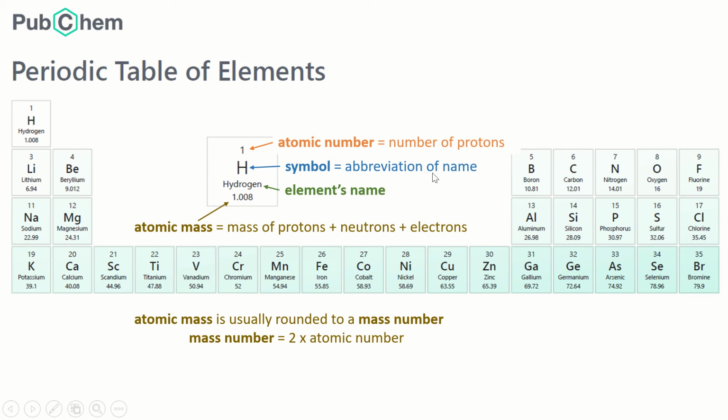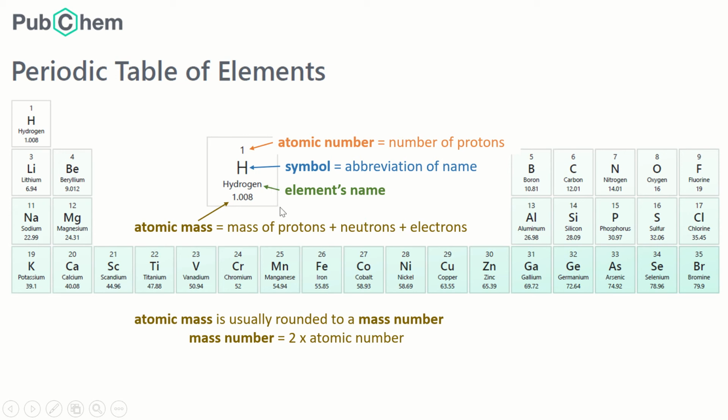The symbol is the abbreviation of the name, and every single element has a different symbol. So even another element that starts with H, such as helium, is going to have a different symbol. Notice that some have a capital letter and a lowercase letter. Some are just a capital letter. It is vitally important that you write those correctly, because if you were to write A and a capital L instead of a little l, you wouldn't be talking about aluminum anymore.